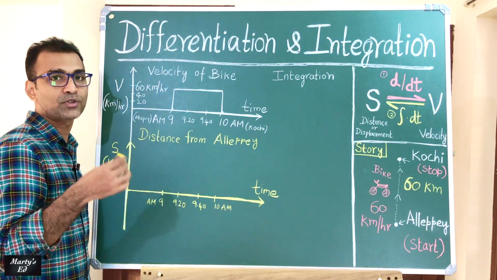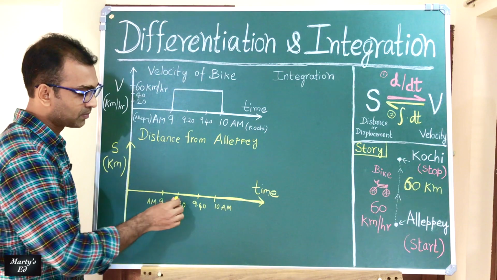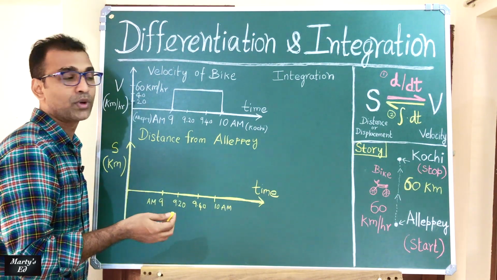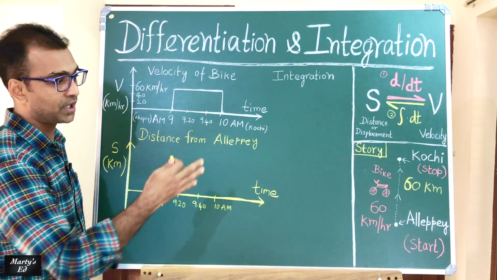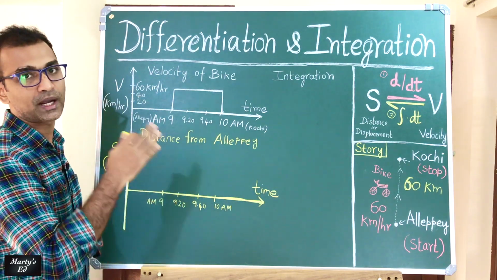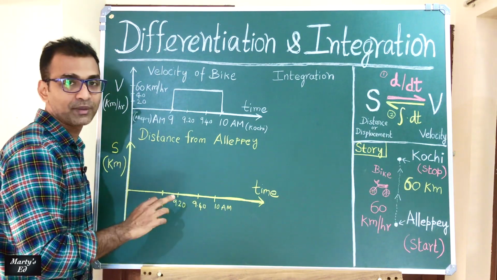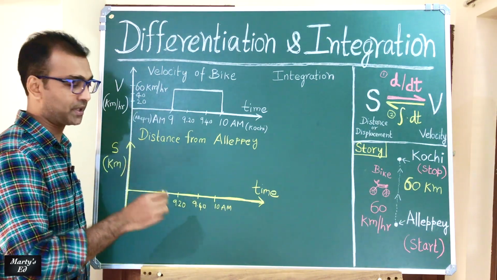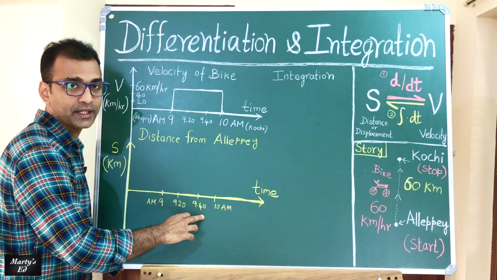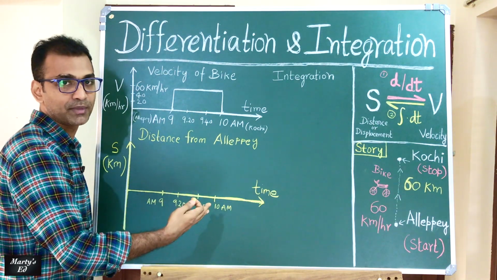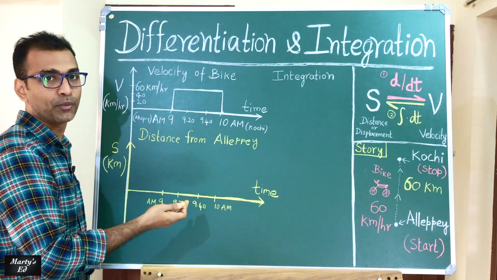So the distance traveled is 0 kilometers. And at 9:20, 20 minutes apart, we would have traveled 20 kilometers, right? We are traveling at 60 kilometers per hour, so each minute is 1 kilometer. So for 20 minutes, it's going to be 20 kilometers. And at 9:40, it is going to be 40 kilometers. And at 10 a.m., after 60 minutes, it is going to be 60 kilometers, right?